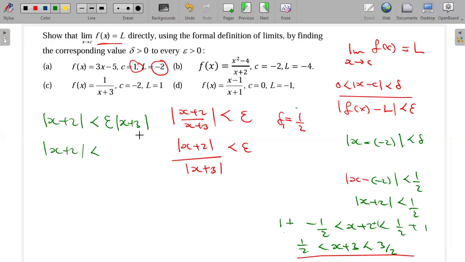Now here you've bounded the |x plus 3| using 3 over 2. So this means that this will be just 3 over 2 multiplied by epsilon. This is what you're going to get.